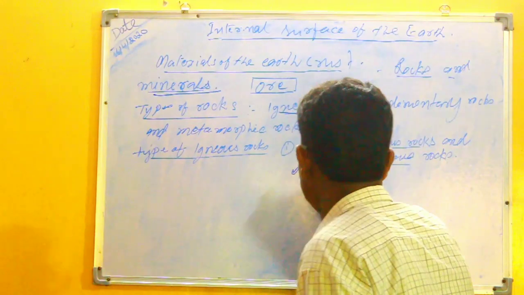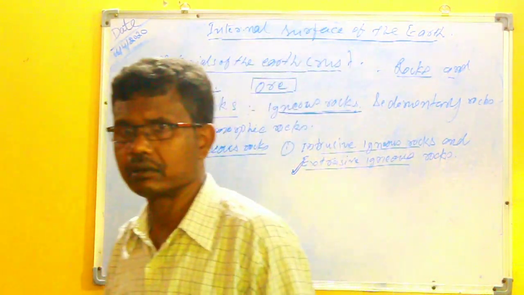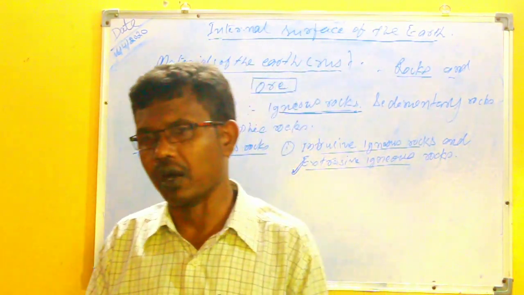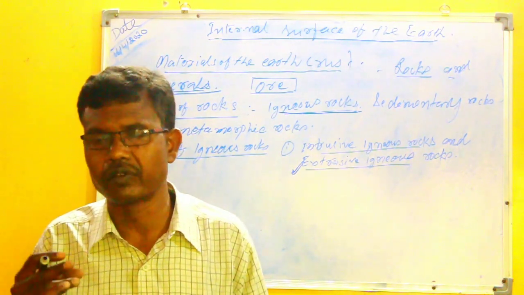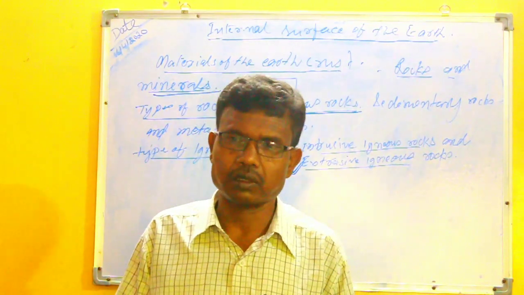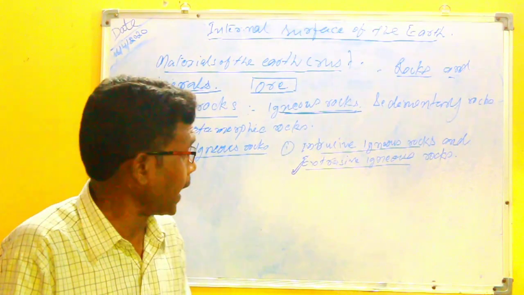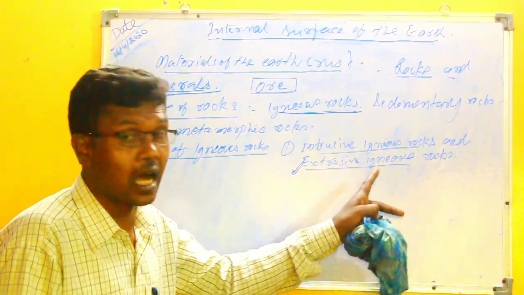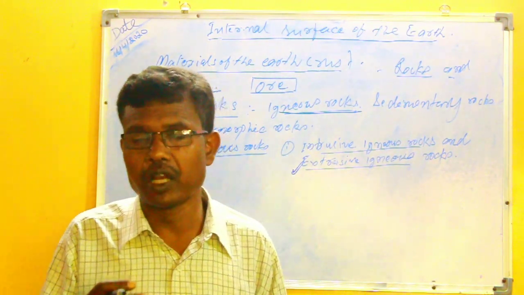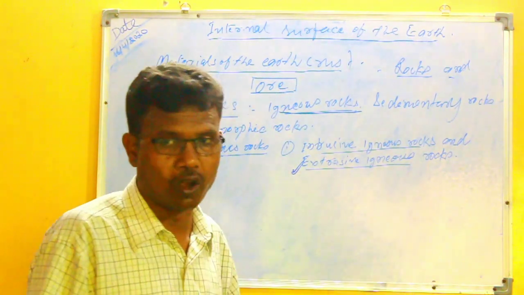Now we shall consider the extrusive igneous rocks. These are the rocks which cool down on the surface of the earth. They cool down very rapidly, so the grains of these rocks are very fine. The best example of this kind of rock is the basalt rock.